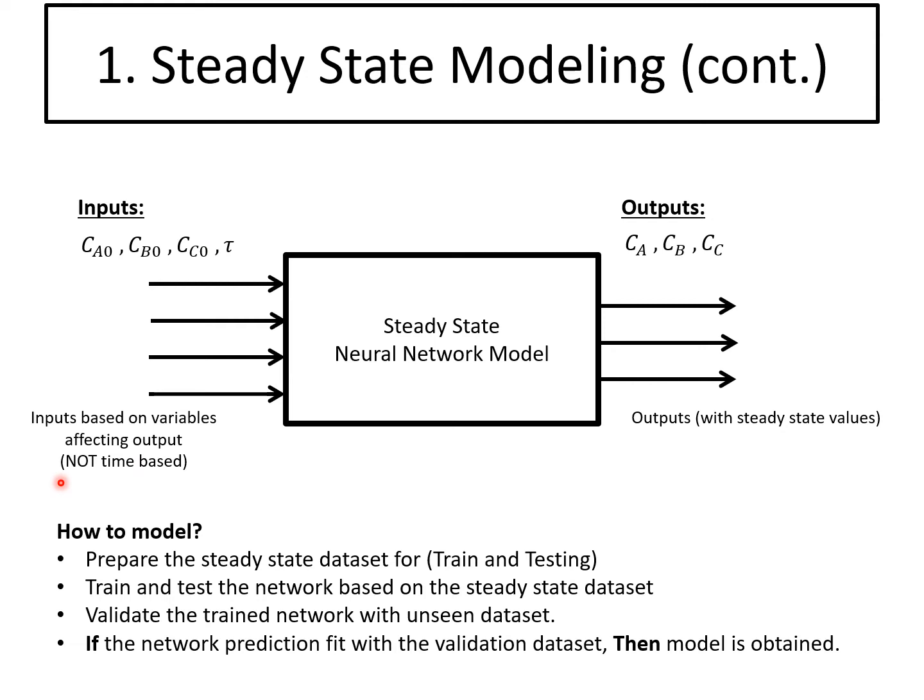So in the neural network, we have decided on the 4 inputs: CA0, CB0, CC0, and the tau. Since they are steady state, they're not time based, just one value at one time at that steady state. And these are the outputs, 3 outputs. So 4 inputs, 3 outputs for the neural network structure.